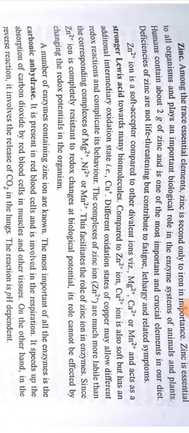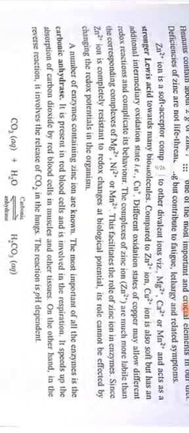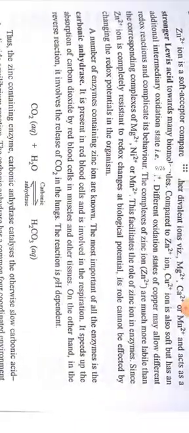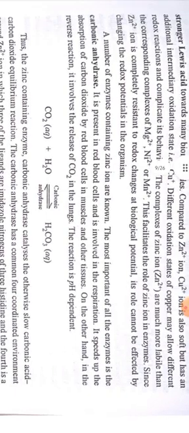Zinc 2+ ion is a soft acceptor compared to other divalent ions like magnesium 2+, calcium 2+ and manganese 2+, and acts as a stronger Lewis acid towards many biological molecules. Compared to zinc 2+ ions, copper 2+ ions are also soft but undergo redox reactions and their behavior is complicated. The complexes of zinc ion are much more labile than the corresponding complexes of magnesium 2+, nickel 2+ and manganese 2+. This facilitates the role of zinc ions in enzymes.